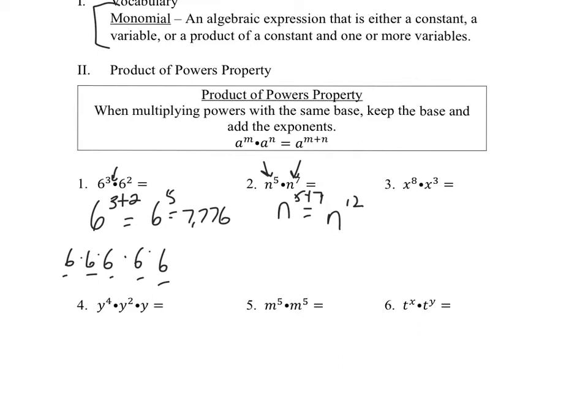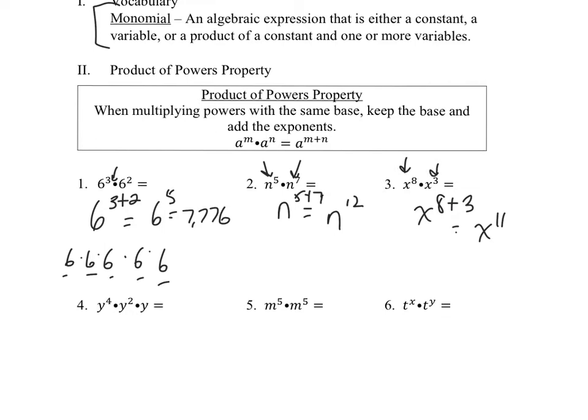In this next one, if you have x to the 8th times x to the 3rd, same base, add your exponents. It becomes x to the 8 plus 3, which is the same thing as x to the 11th power. You got 8 x's here, 3 more x's, grand total of 11 x's.